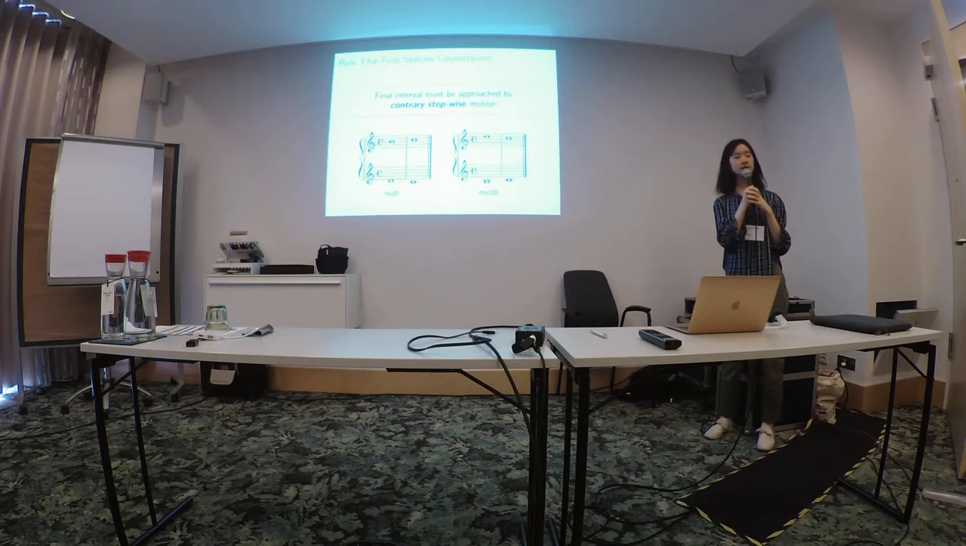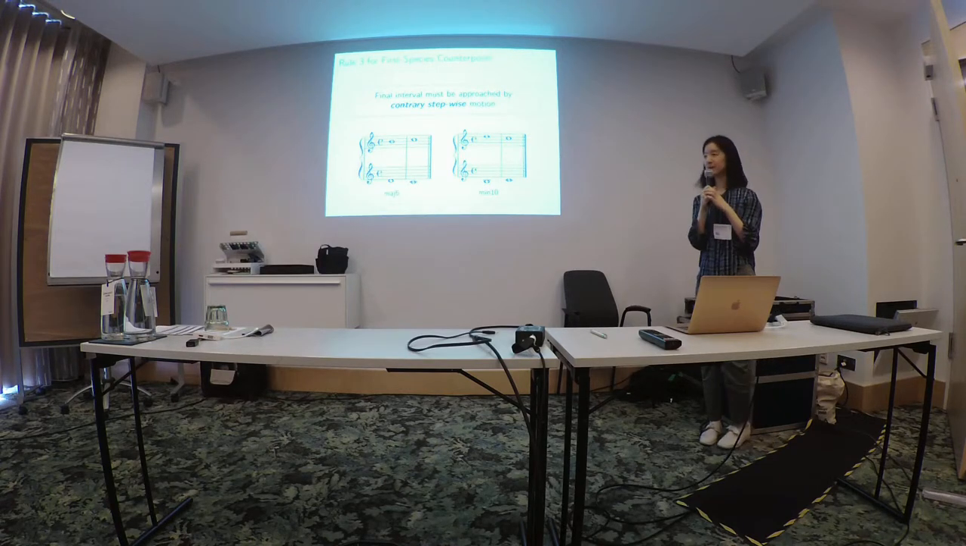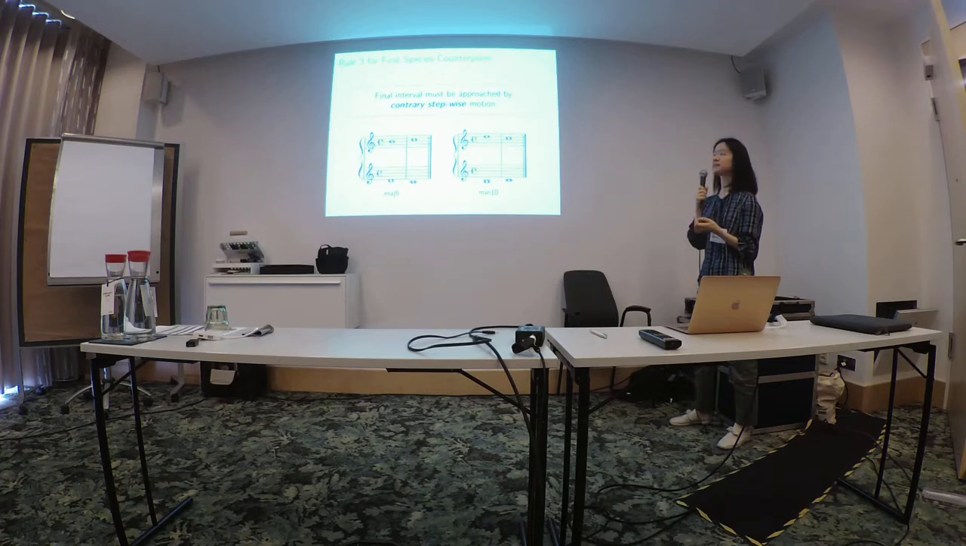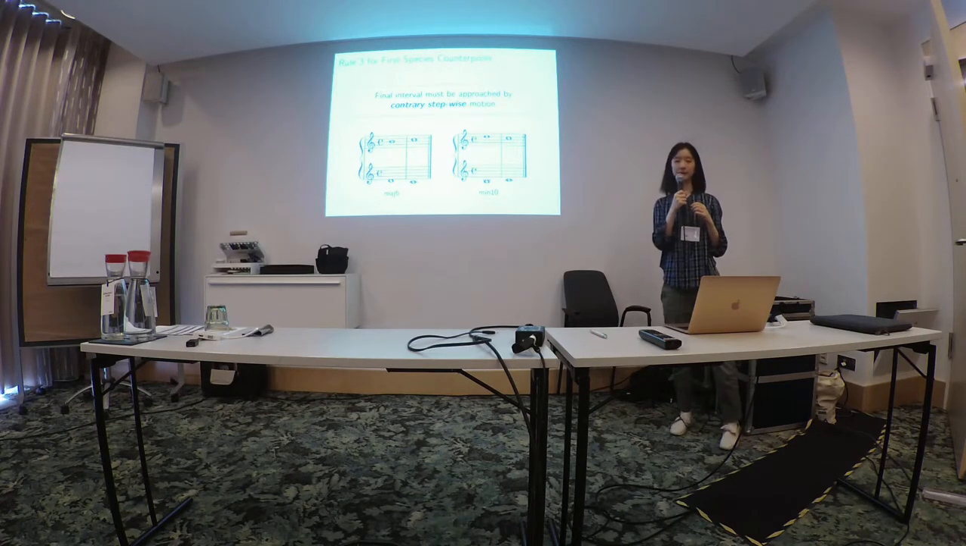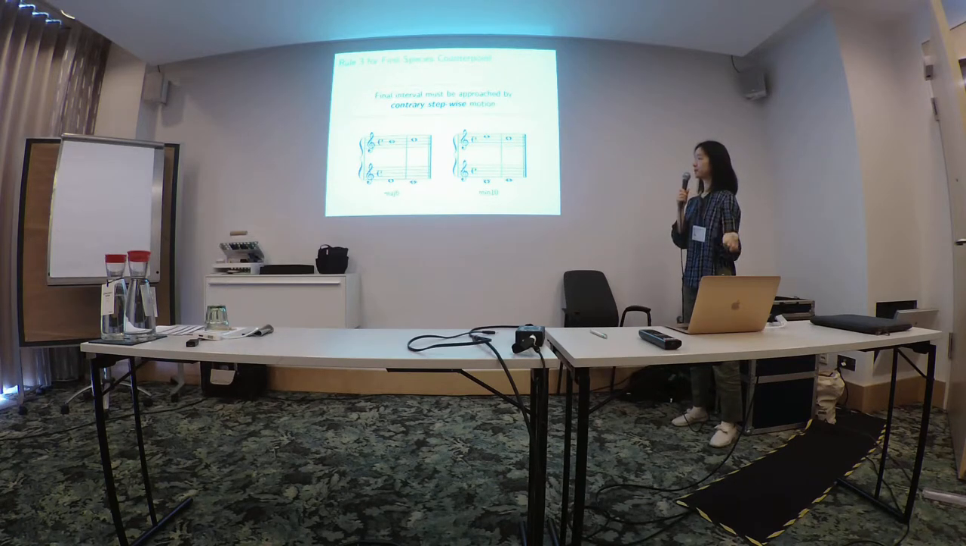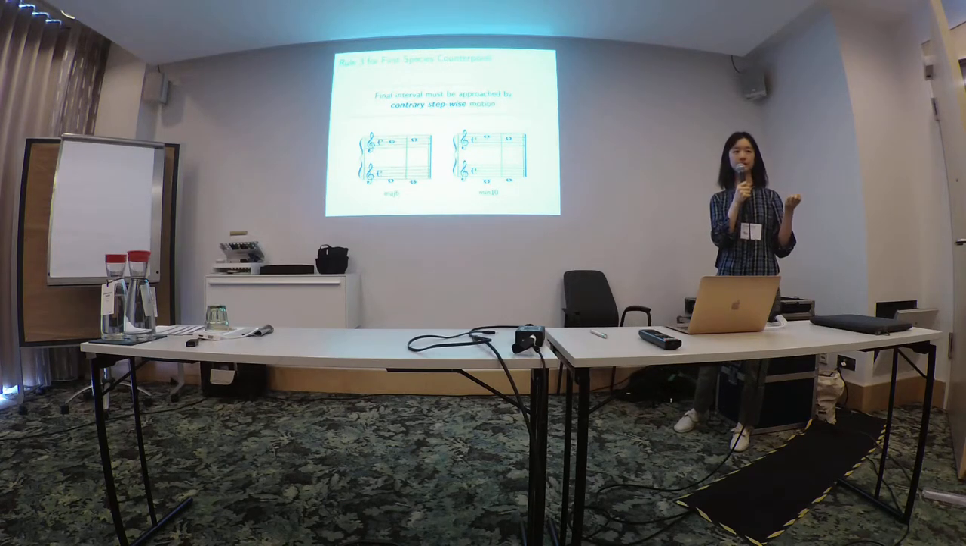Other than these rules, we have one more rule that tells us how to form a valid ending, which says we must approach the final interval by contrary stepwise motion. Here we assume that every music ends with an octave, so we have two possibilities. We can approach the perfect octave from either major sixth or minor tenth. These two intervals both have a strong goal orientation, so they form a very smooth ending.